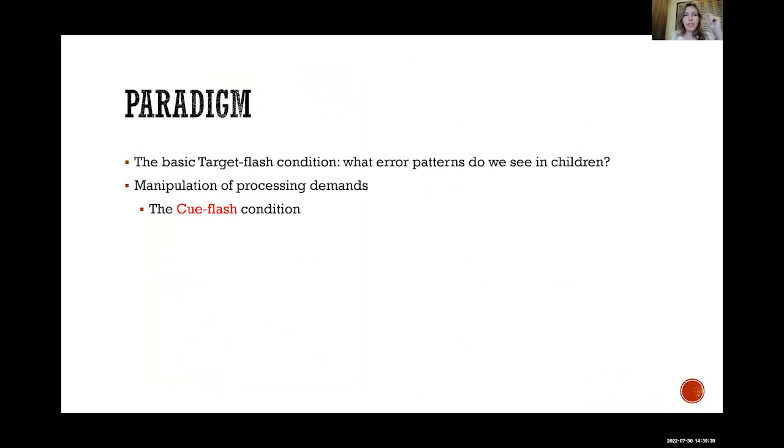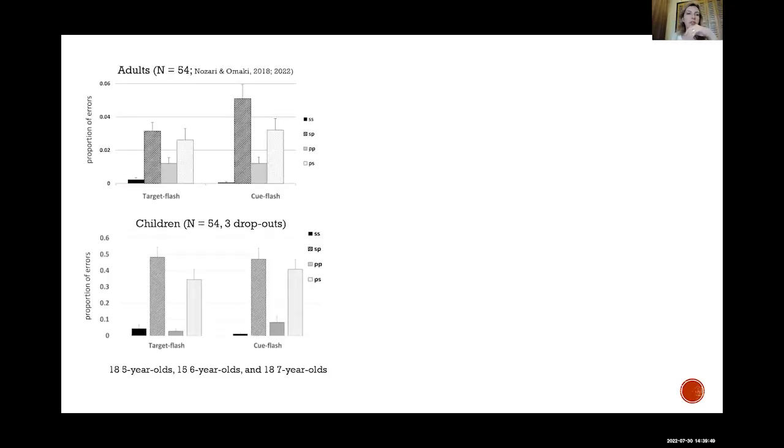Now we can see how the pattern of agreement attraction from the baseline condition changes as a function of increasing demands. Here are the results. On the top row, I'm showing you results from 54 adults who completed this paradigm. And on the bottom row, you see 54 children, 3 dropouts, who did 32 trials of this task. As you can see, the age breakdown is underneath that graph.